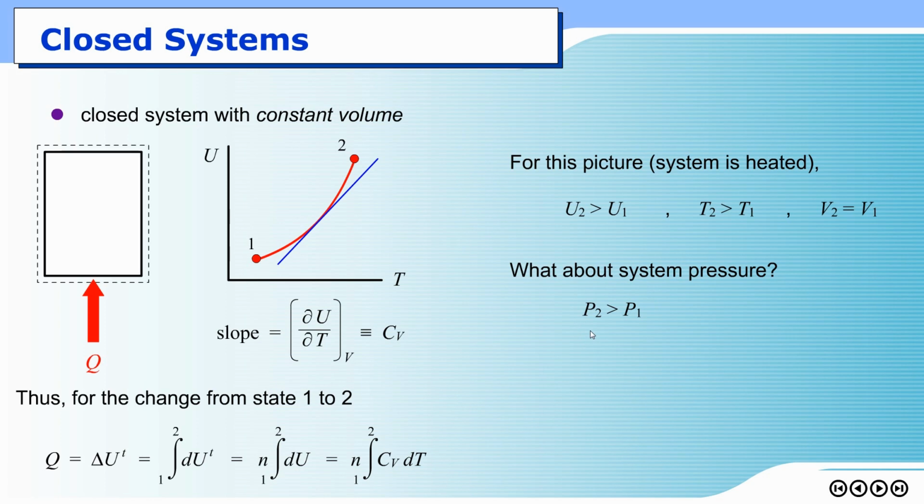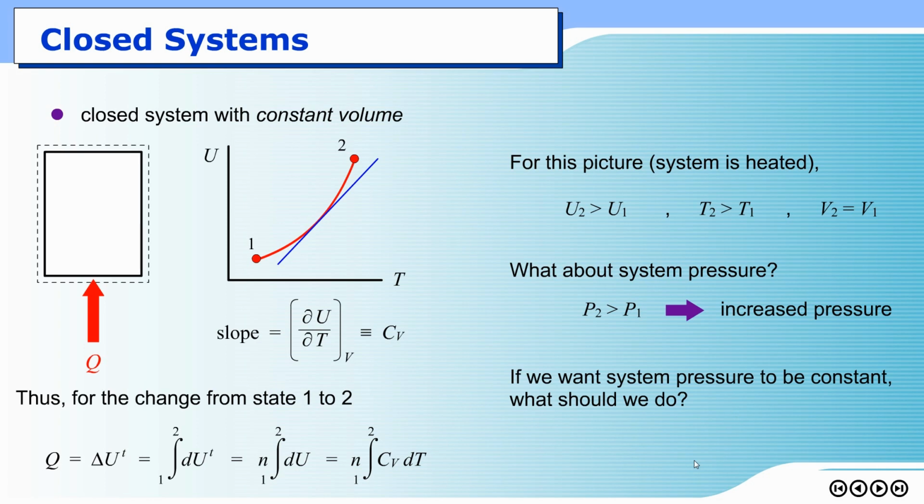Okay, so you have to keep in mind that when you try to fix one variable, like when you fix volume in this case, the other variables like temperature or pressure cannot be fixed. You have to allow pressure to be increased.